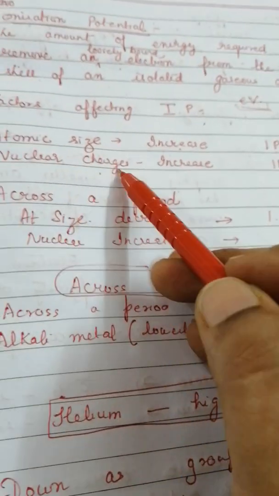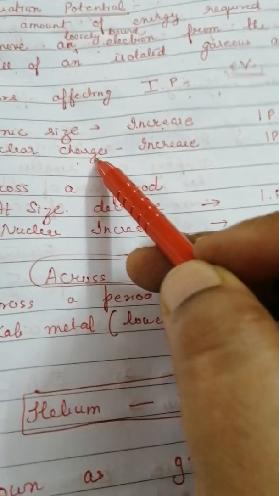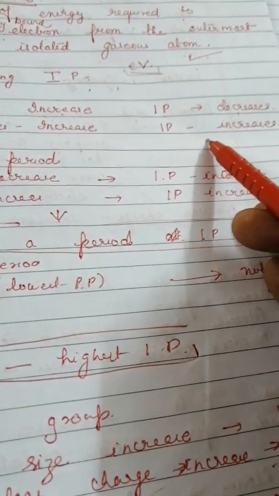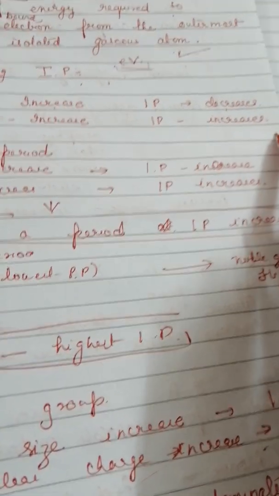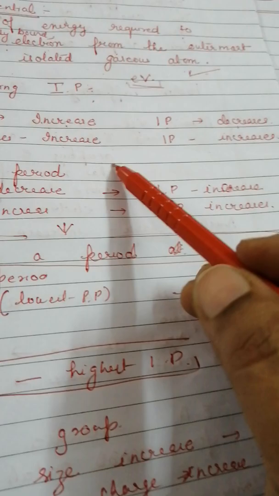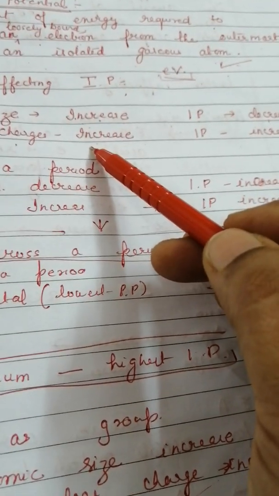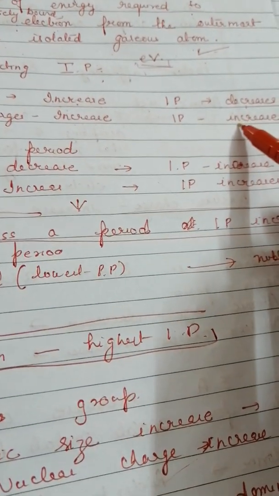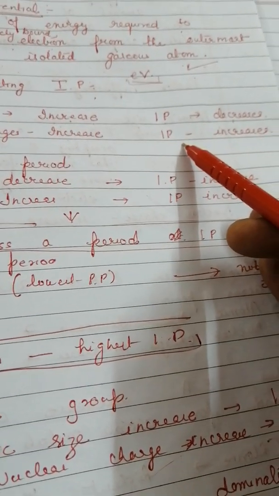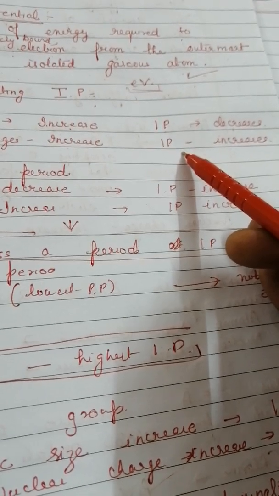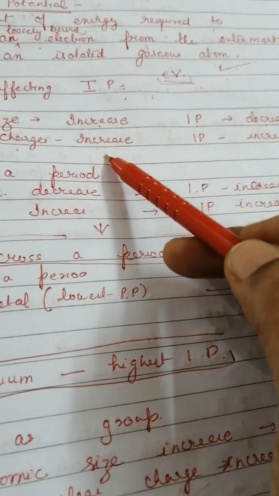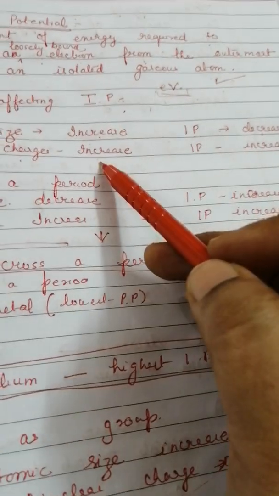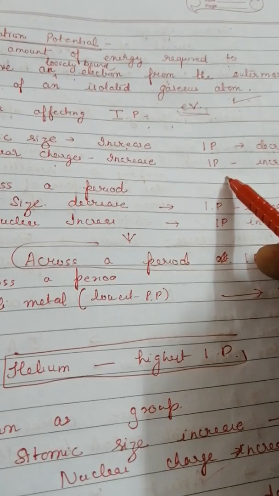Now we talk about the nuclear charge. Now the force of attraction on the outer electrons, if the nuclear charge increases, the ionization potential will also increase. So when we are moving across, the nuclear charge keeps on increasing, there will be more force of attraction on the outer electrons, and more energy will be required to remove the electron from the outermost shell. Hence as the nuclear charge increases, the ionization potential also increases. So we can say in a way they are directly proportional to each other.